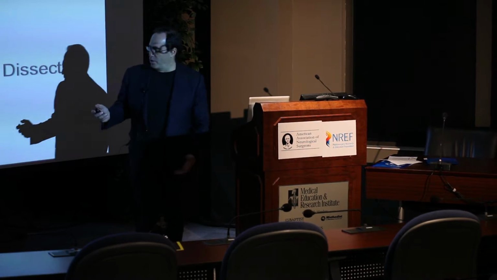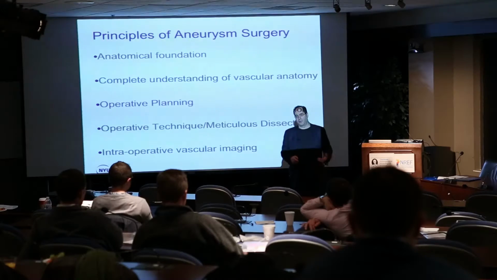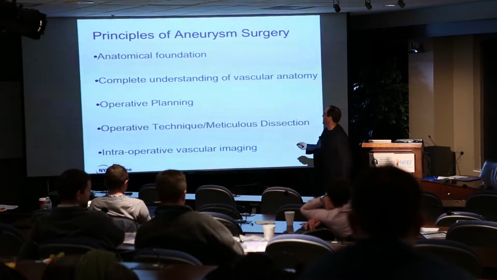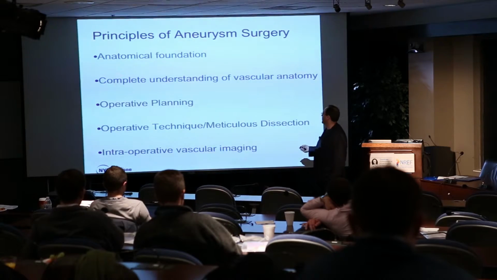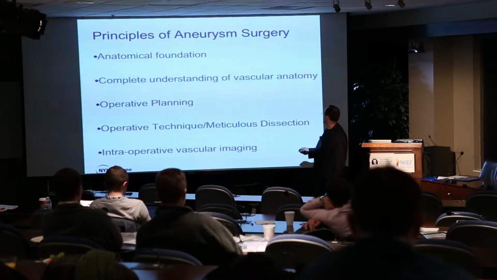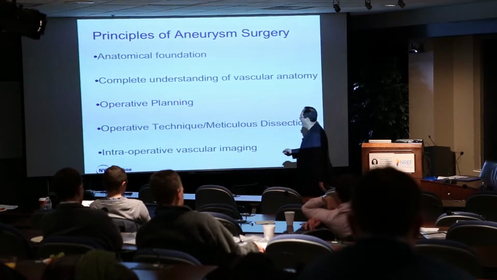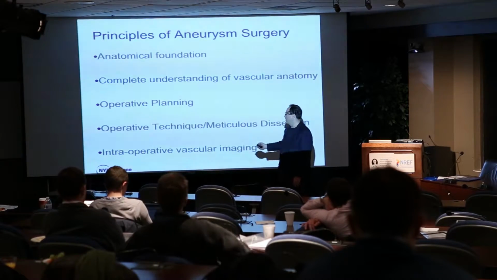So when we talk about the principles of aneurysm surgery, you can apply this to any type of aneurysm. You have to understand the anatomy. So there's an anatomical foundation, and you have to have a complete understanding. If you're in the middle of operating on, say, an A1 aneurysm, and the patient has a patent communicator, well, maybe if you get into trouble, you can take down the A1 and trap the aneurysm. You would have to know that going in. And so operative planning is a very important step.